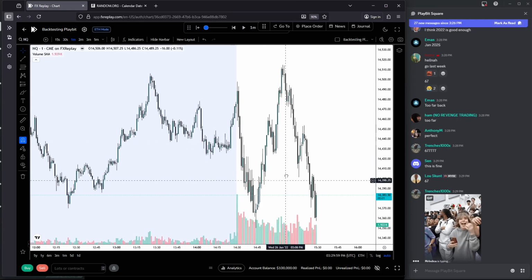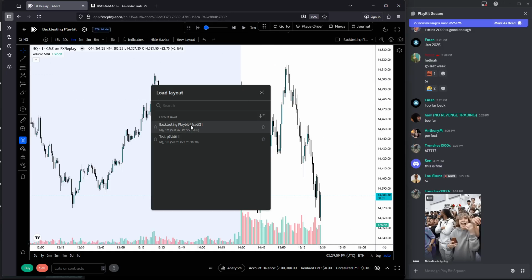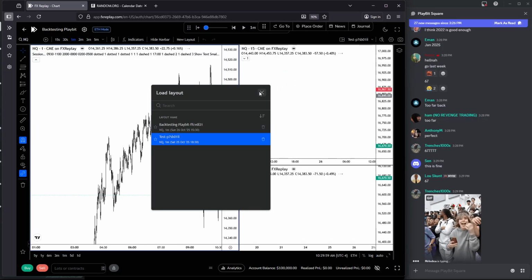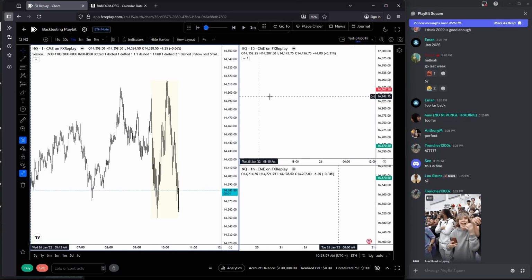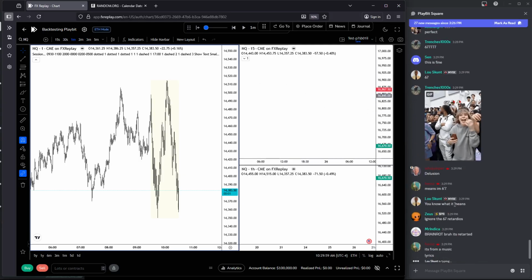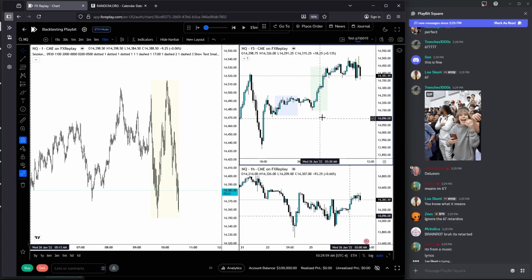Essentially I use my own template, my own layout. You wouldn't have that, but it's like this. I use the 1 minute chart on NQ, the 15-minute on NQ, and the 1 hour on NQ. Let's reset chart view, and that's pretty much it.